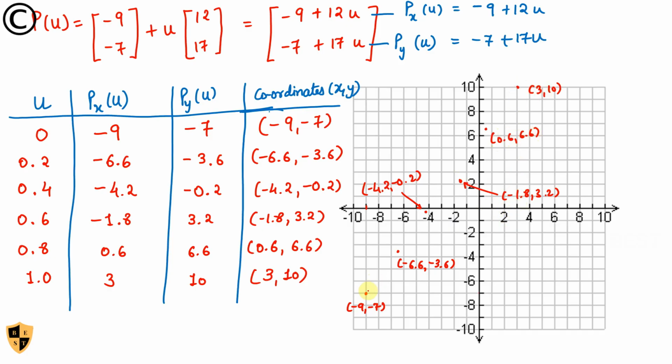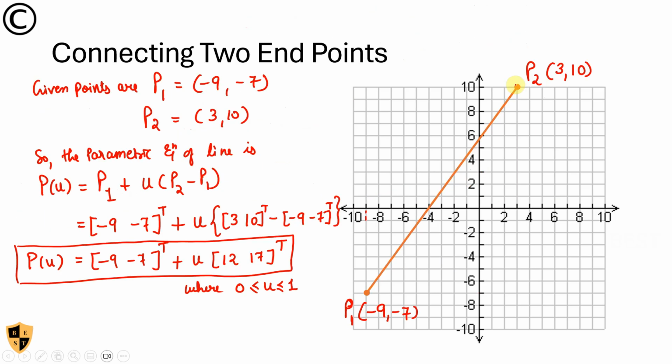And now if you construct a line passing through all these points, this would be 3, 10. So you can see that you are getting the same line.